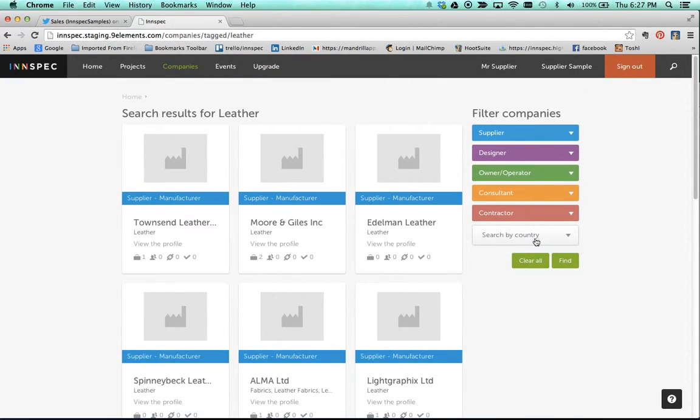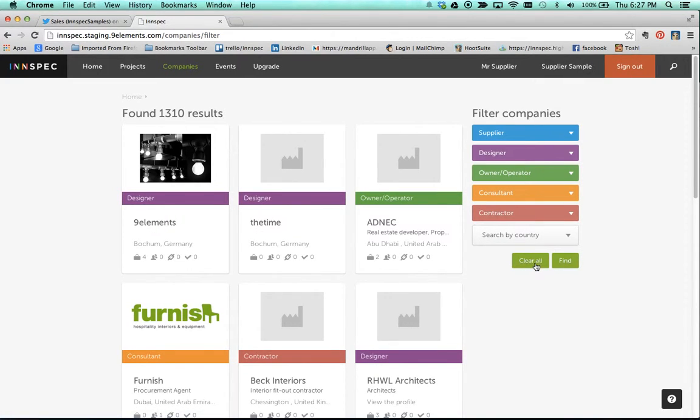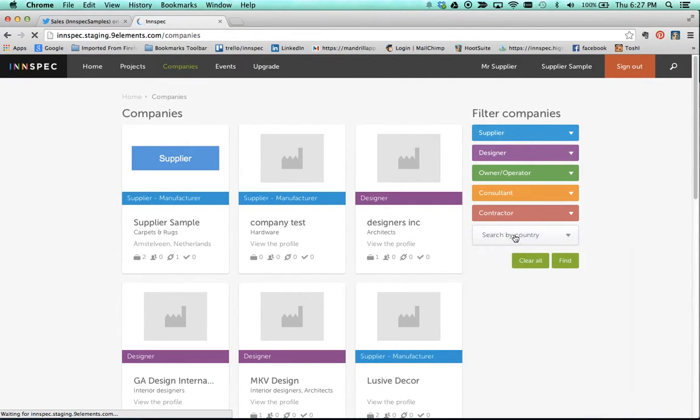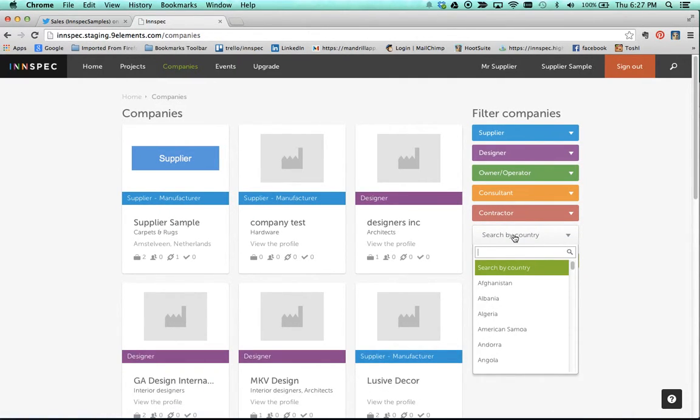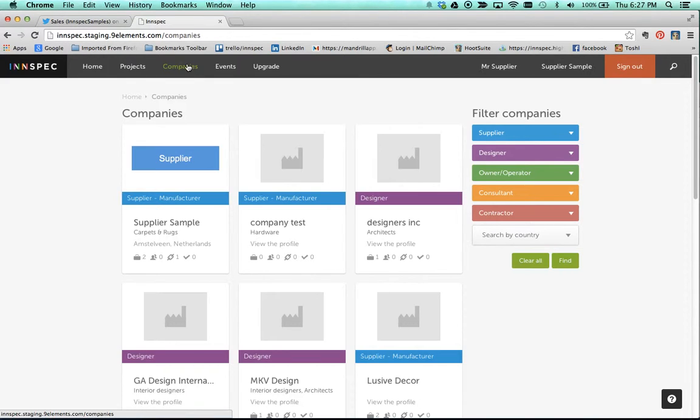And you can, of course, find companies by country as well. Good to know. Good to support the economy in which a project finds itself, or if you need to source locally, globally, project locally, etc. You can do that by finding all the companies in a particular country for your next project.